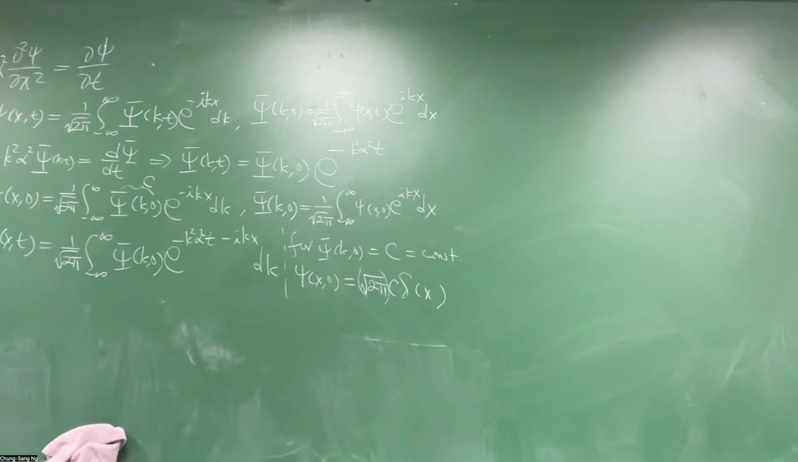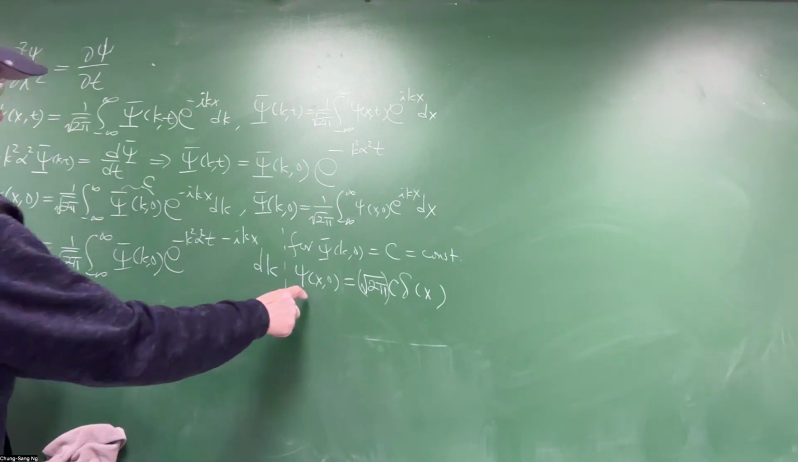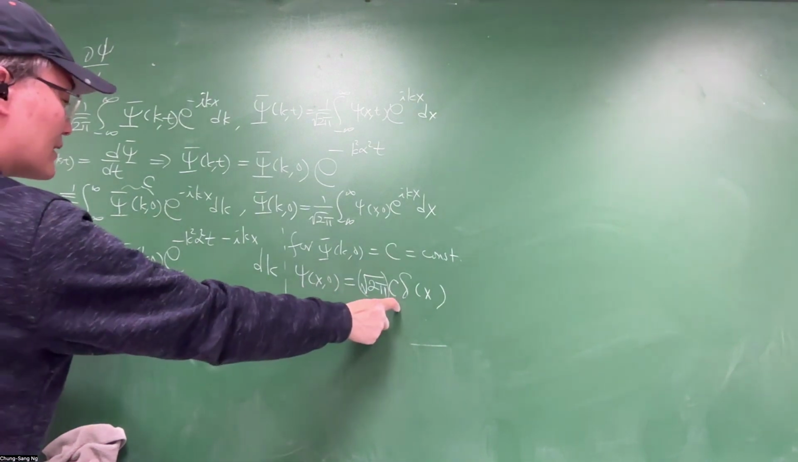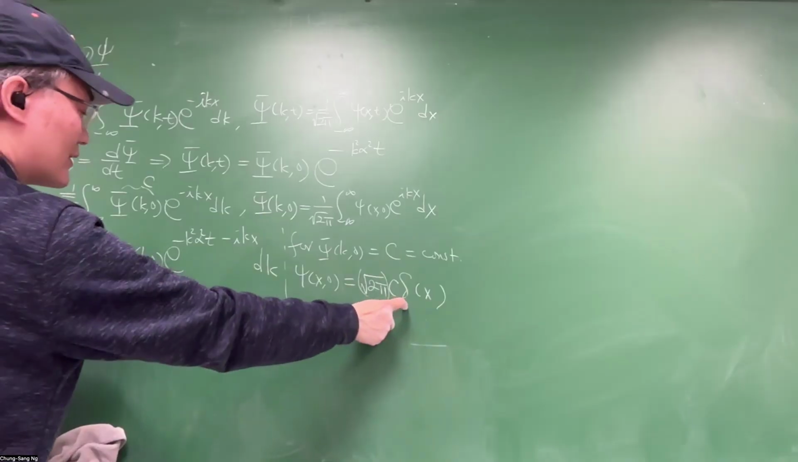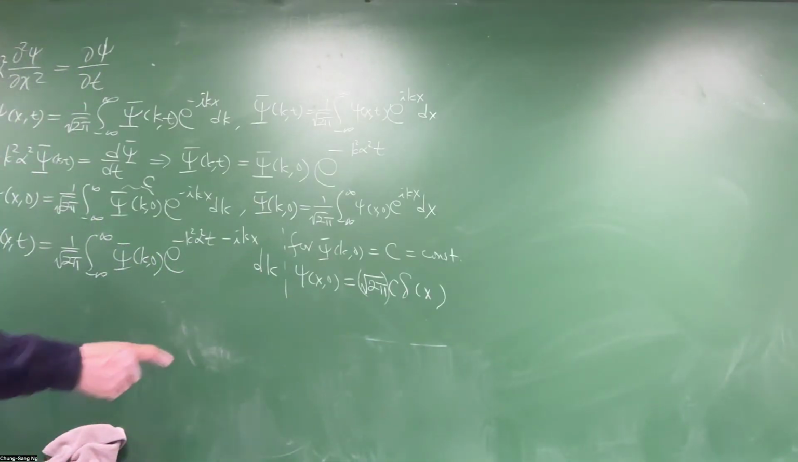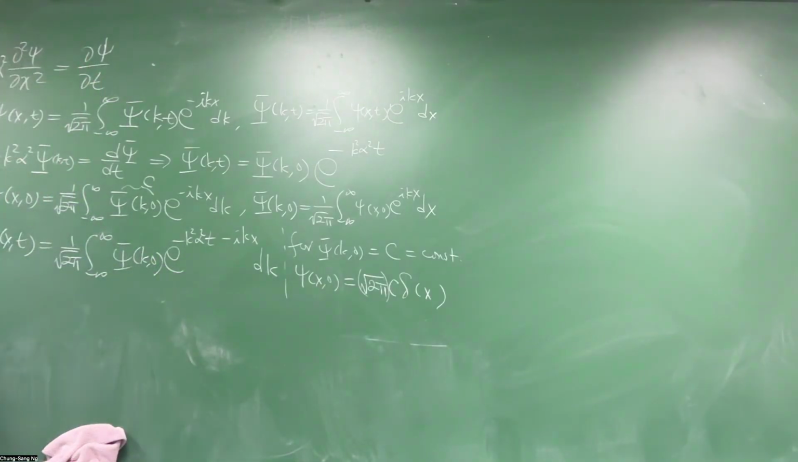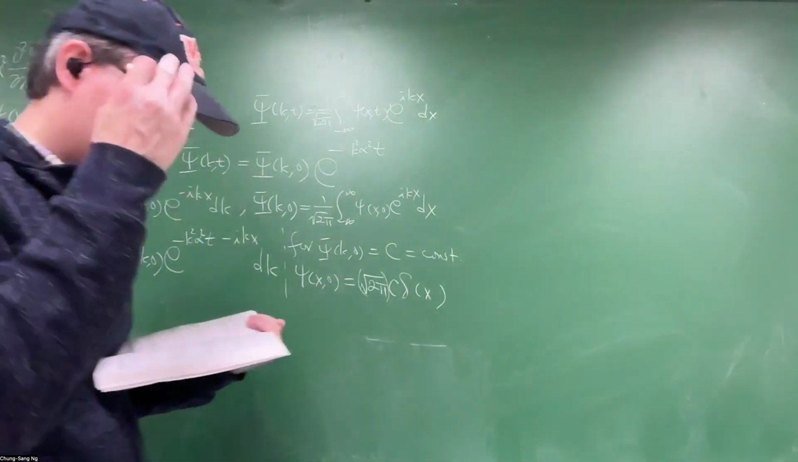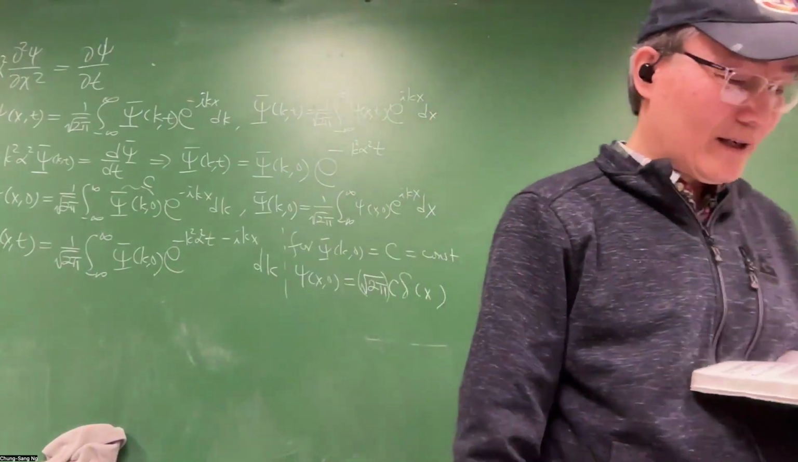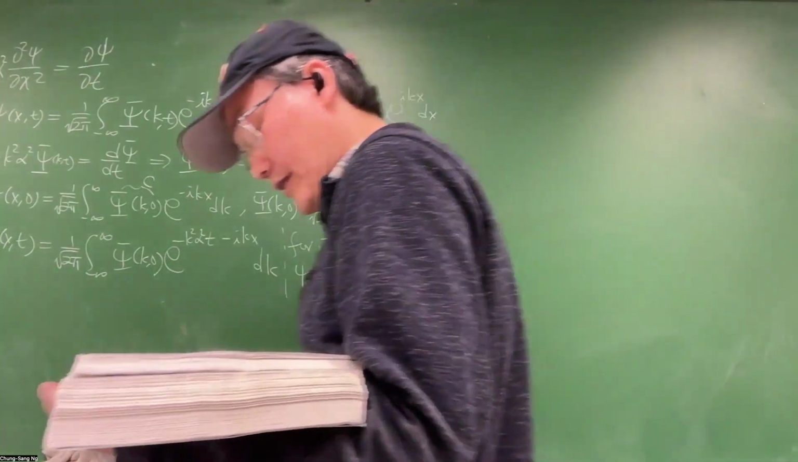Okay. And that is this one. So this is the initial condition. It looks slightly more unphysical because of the delta function. The delta function is just an infinity for this one at x equals 0.